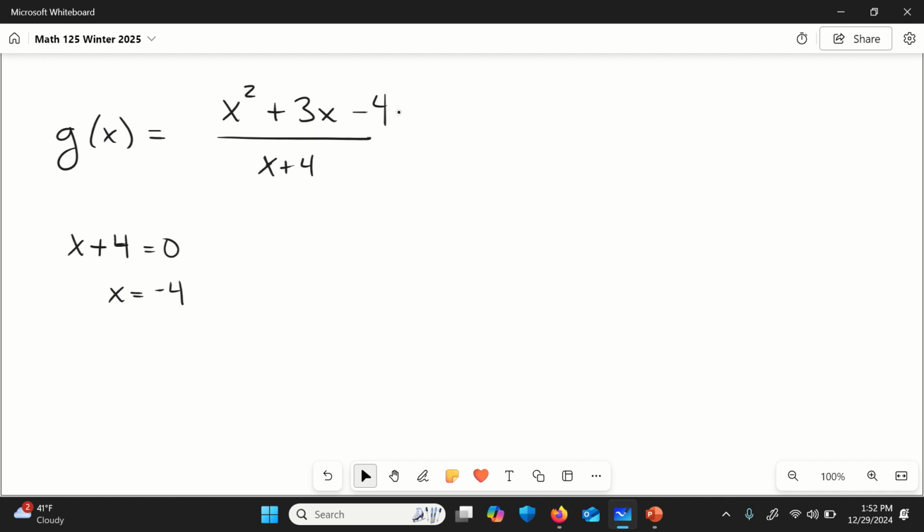It will give us a 0 denominator. So my domain will be from negative infinity up to negative 4, but do not include it, together with negative 4 to positive infinity.